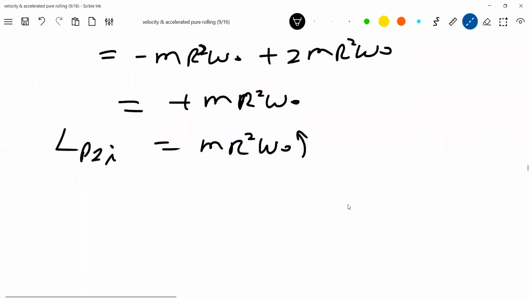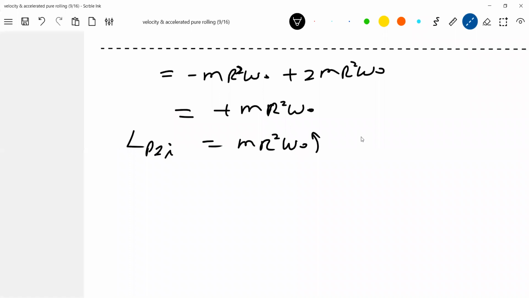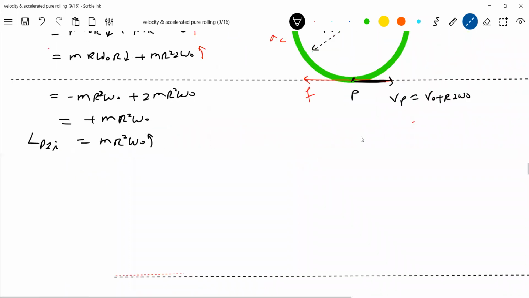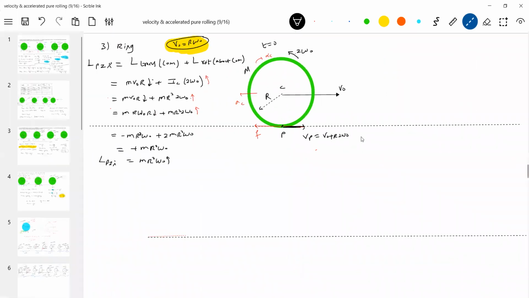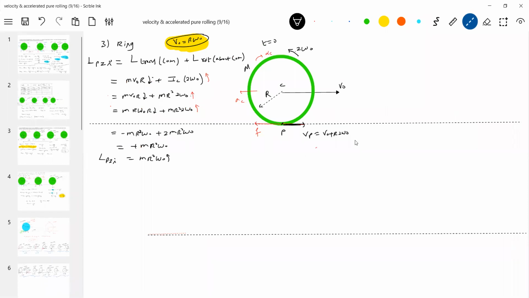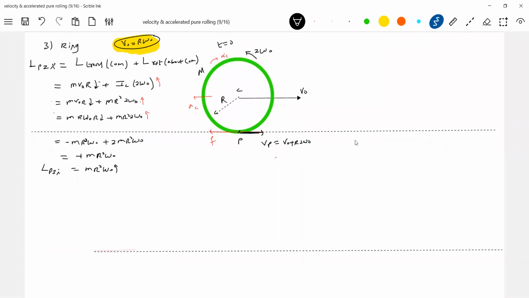First, what will happen to the ring? See, completely visible, all things. What will happen to the ring? The friction will decrease the velocity of center of mass. It will also decrease the angular velocity. So after 1 instant, we'll get like this. So this will be the velocity v1, angular velocity omega 1.